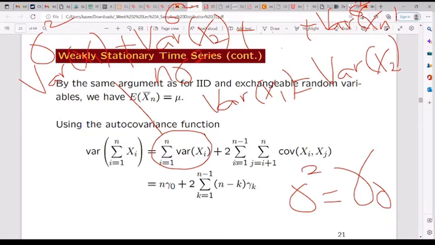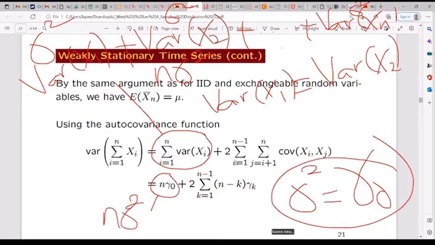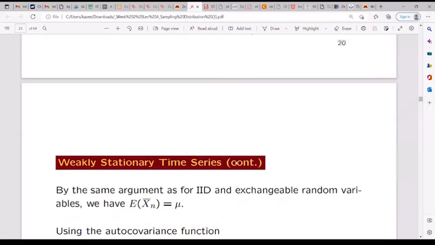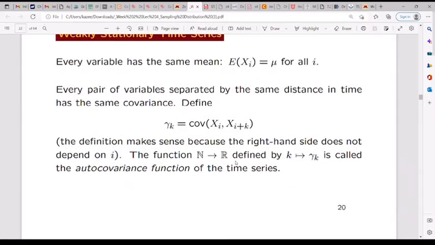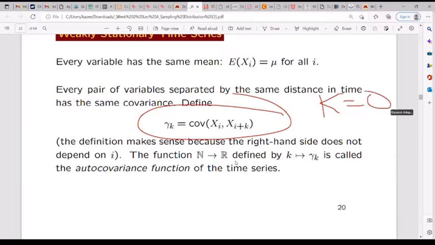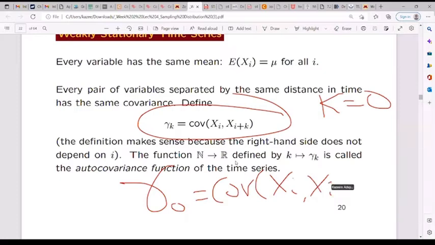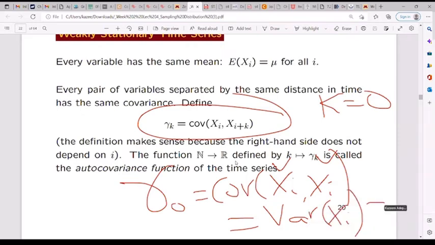Okay, I'm going to say that again. What I'm telling you now is more or less n sigma squared, because we're plugging in sigma squared as the autocovariance function at lag 0. And I'm going to tell you why the autocovariance function at lag 0 is actually the variance. Now take a look at this. When k equals 0, what happened? That would be the covariance of xi and xi. When you have the covariance of xi and xi, that becomes a variance.